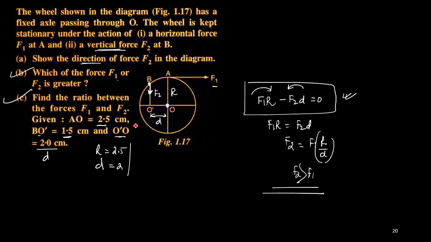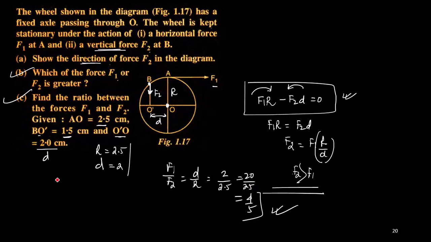So you are asked to calculate the ratio of F1 by F2. What is F1 by F2? F1 by F2 is equal to D by R. So D is 2, R is 2.5. That is 20 by 25, which is 4 by 5. So the ratio is 4 by 5. If you maintain that particular ratio, then only the body will be in equilibrium.